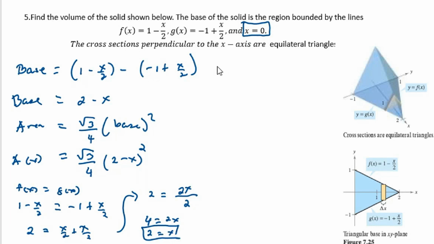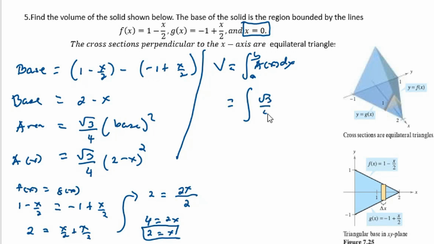Now from here, we can solve for the volume. The formula is the integral of A of x dx from a to b. We have A of x, where the cross section is this one: square root of 3 over 4 times the square of the base, which is now 2 minus x squared. And the interval a to b is from 0 to 2.